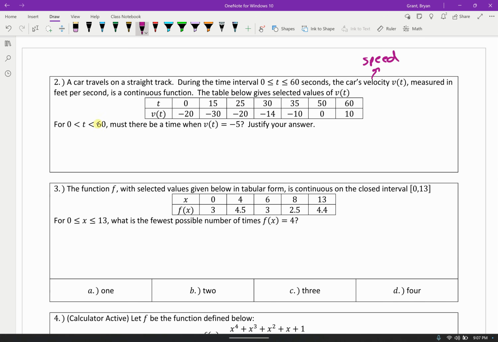So they say from 0 to 60, must there be a time when the velocity is -5? Well, as we look at this, v of t being -5, we ask ourselves, could the velocity be -5 between -20 and -30? And it could. It could have dropped from -20 to, let's say that this is a time value of 5 right here. What if it dropped to 0 and then went back to -30? That could have happened. But did it have to? Not necessarily. What about here? No, it didn't have to be -5, nor here, nor here.